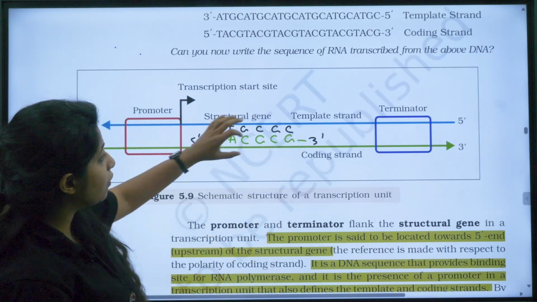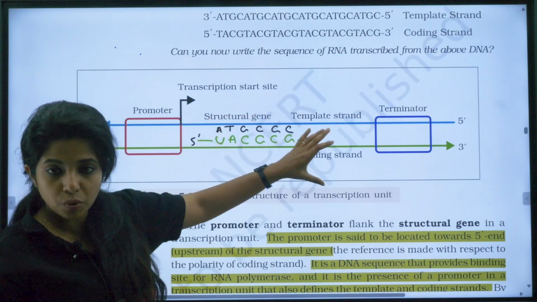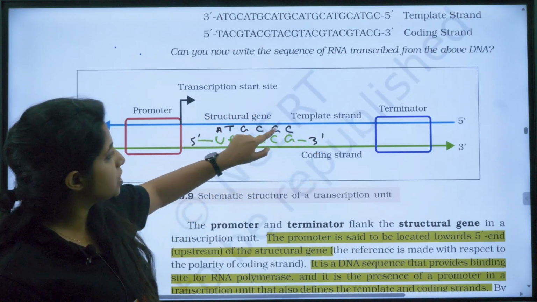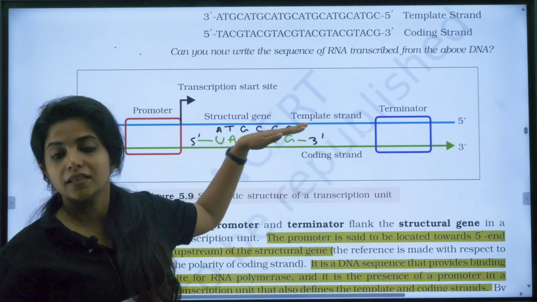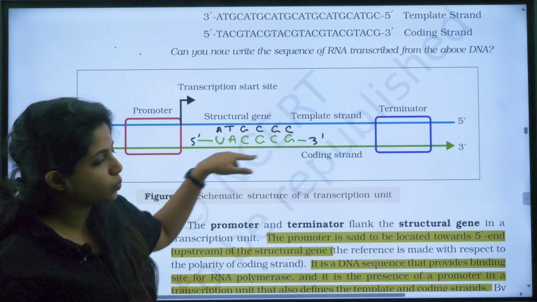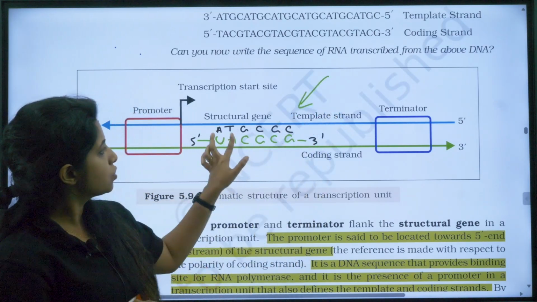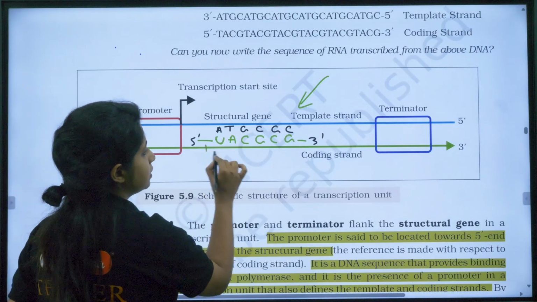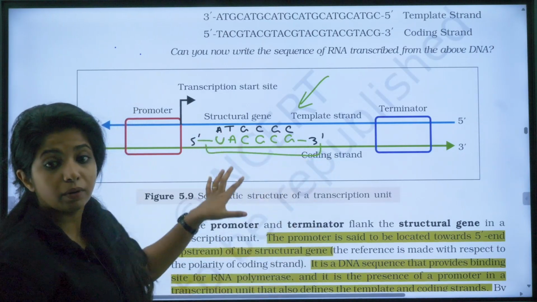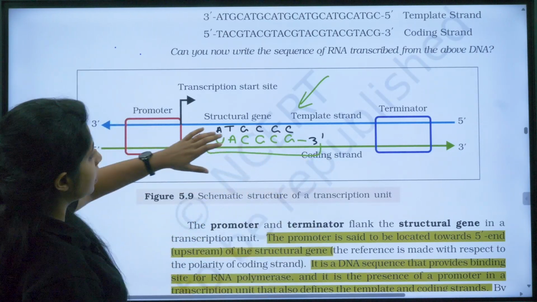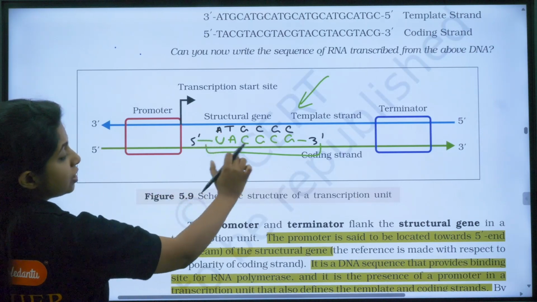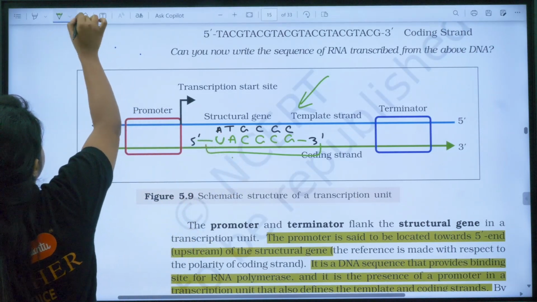So this is the question. You have to make first a transcription unit like this, where you have to mention A, T, G, C, C, C, whatever on one strand, that is the template strand, and the opposite of it on the other strand. But remember, only the template strand is going to get transcribed. So you have to make a complementary strand like this and show. I have mentioned it here only, but don't do it like this, okay? Write it separately. Don't mention it like this in the exam.